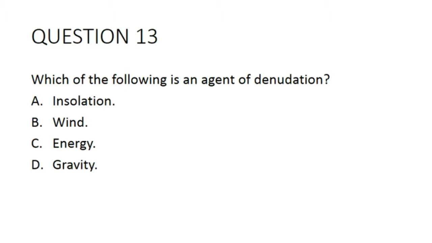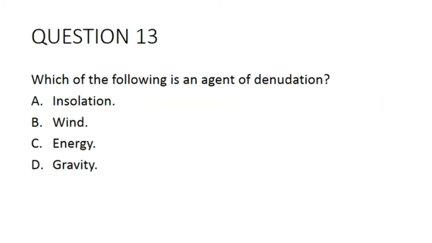Denudation involves the process that causes the wearing away of the Earth's surface by moving water, by ice, by wind, and by waves, leading to a reduction in elevation and in relief of landforms and of landscape. So from here, now that you have the idea of what denudation is all about, wind is an agent that causes denudation, ice is an agent, water is also an agent. So our question 13 is asking which of the following is an agent of denudation. The correct option is option B, wind.